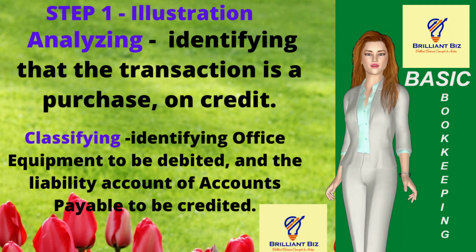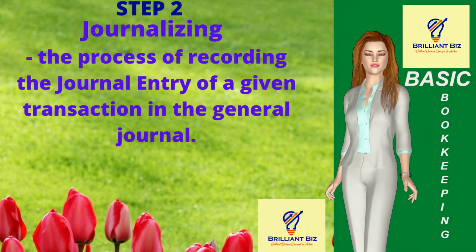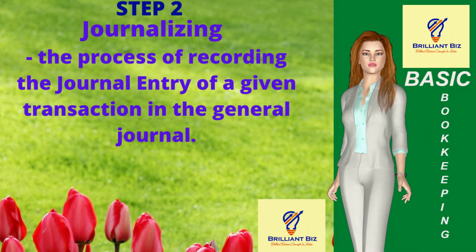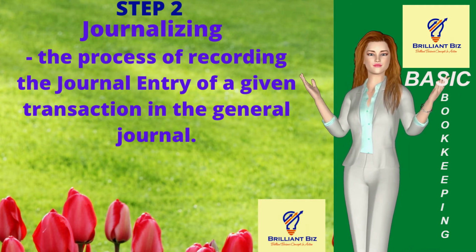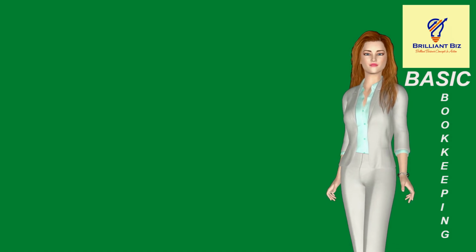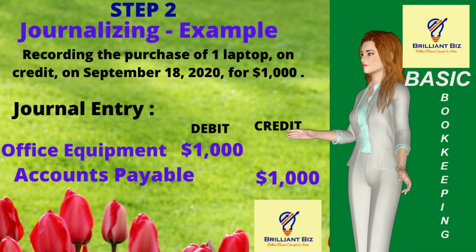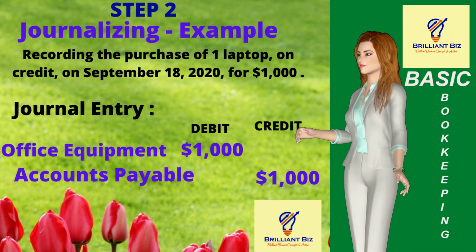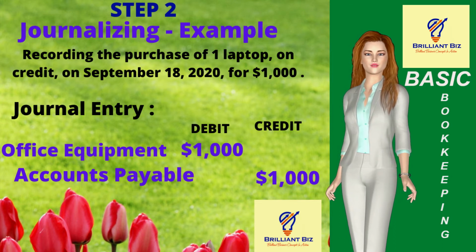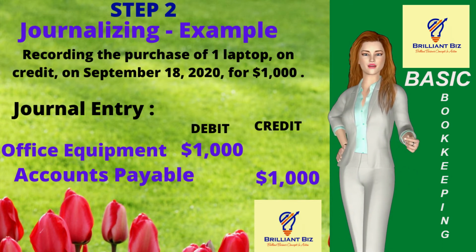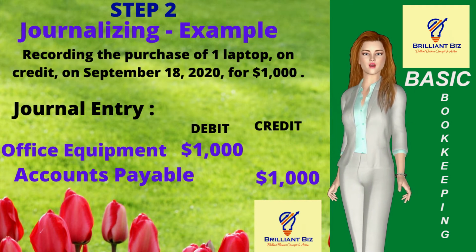Step 2: Journalizing. It is the process of recording the journal entry of a given transaction in the general journal. The date, description or particulars of the transaction or event should be indicated. For example, journalizing or recording the purchase of one laptop, on credit, on September 18, 2020, for $1,000 means in the general journal you will debit office equipment for $1,000 to increase the company's asset account and credit accounts payable for $1,000 to increase the company's liability account.